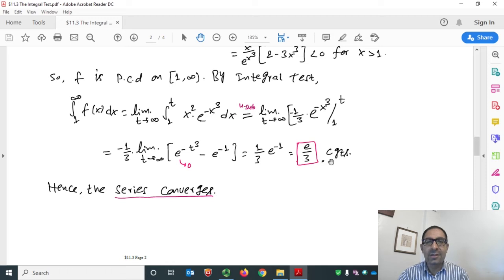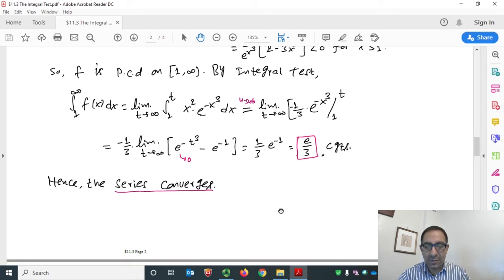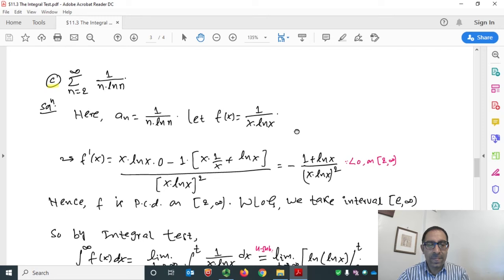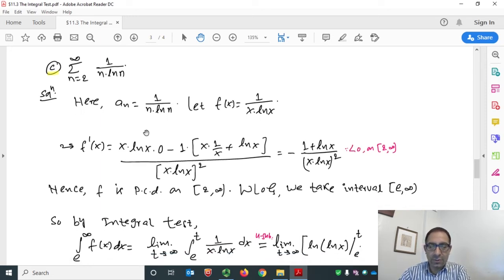Then consequently, by integral test, given series converges. Awesome. Let's move on. Let's do part C here. So the given series is 1 over n times natural log of n. Summation runs from 2 to infinite. Let's begin the solutions. Here, a_n equals 1 over n times natural log of n.